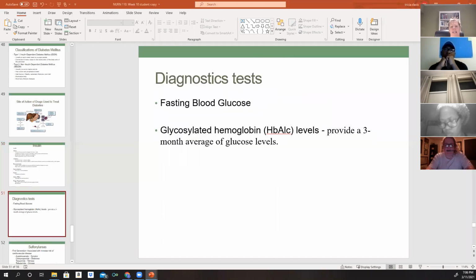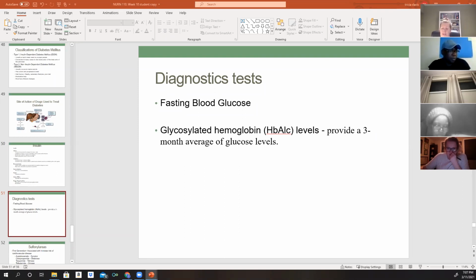Okay, so what kind of diagnostic tests do we have? We can check our patient's blood sugar by doing a fasting glucose. This is where the patient comes in the morning, they don't have anything to eat or drink, and we test their blood sugar. Then we can do a glycosylated hemoglobin level. We call this an A1C. We don't say this big word in the hospital setting, so you would just say an A1C. And what this does is it provides a three-month average of a patient's glucose levels.